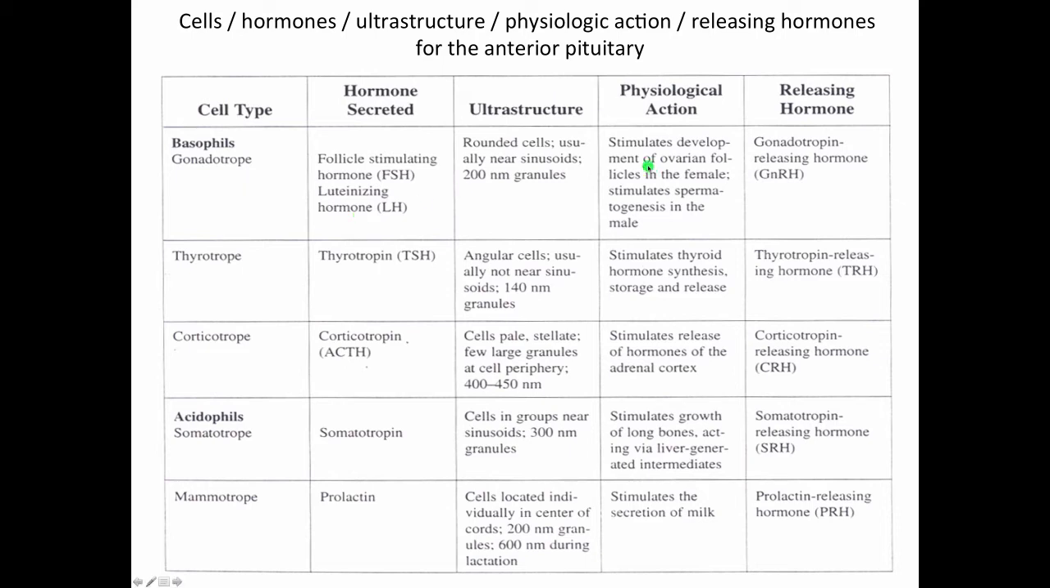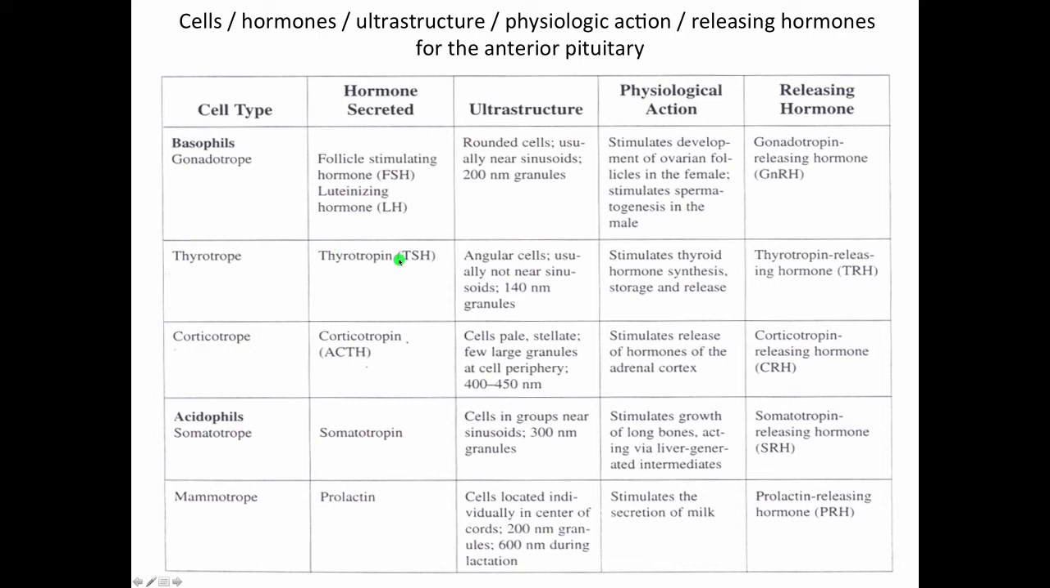For our course, I don't care that you know the ultrastructure of these cells, but I do want you to understand the physiologic action. So, for example, FSH and LH. FSH stimulates ovarian follicles in the female. It stimulates spermatogenesis in the male. Both FSH and LH do this. These hormones are under the influence of the hypothalamus. Gonadotropin-releasing hormone stimulates their release from the anterior pituitary.